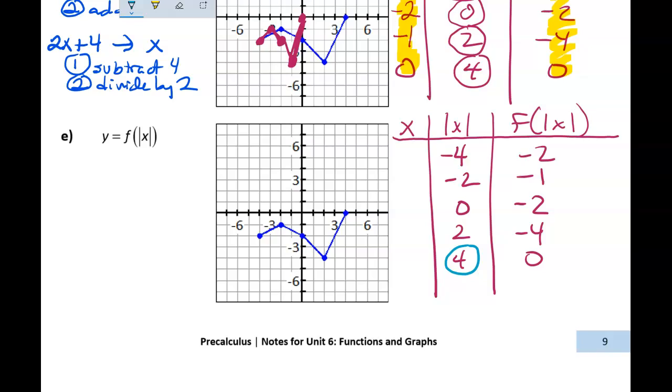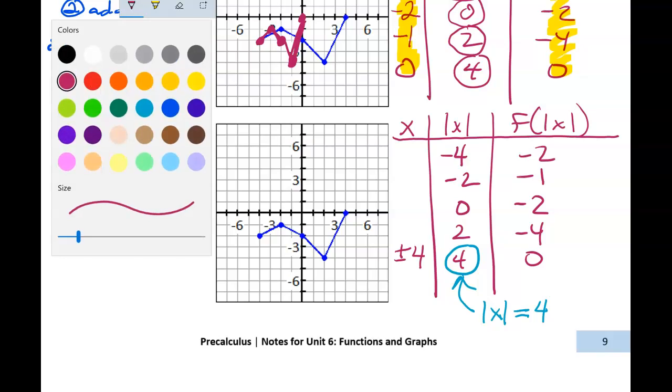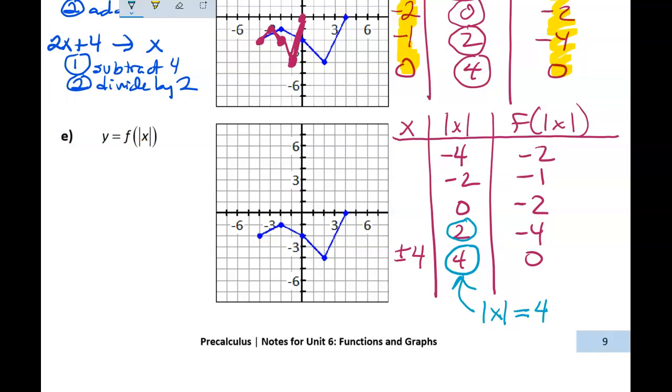So what I want you to think about for this one right here is, what if the absolute value of x is equal to 4? What can x be? And there are actually two possible answers here. X could be 4. X could also be negative 4. So that means we're actually going to have 2 points there. We're going to have 4, 0 and negative 4, 0. All right, moving on to the second point here.